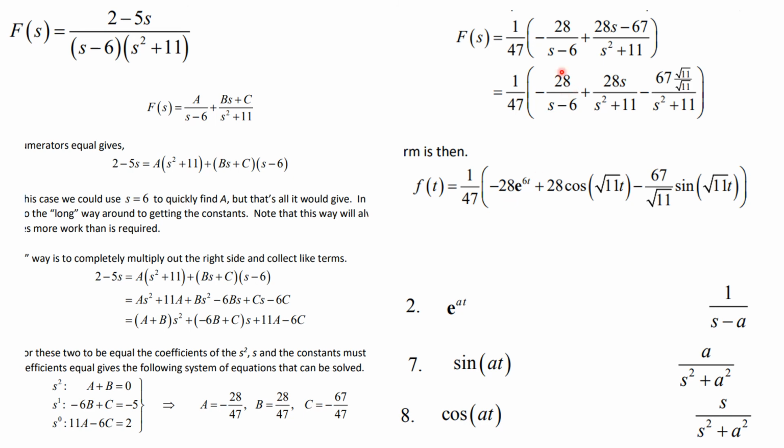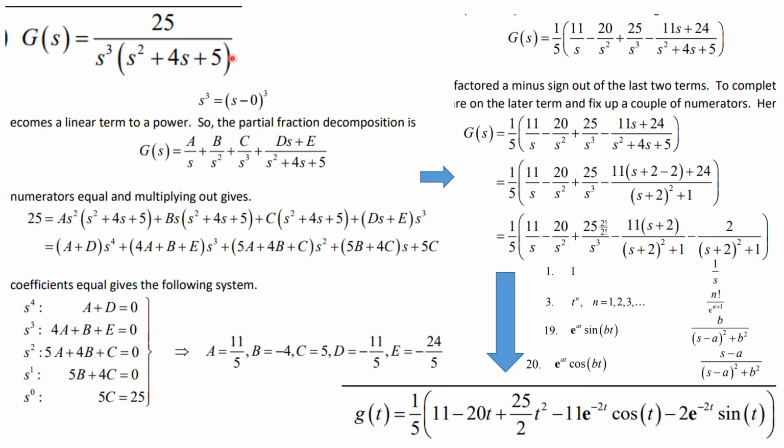I invert the 1 over s minus 6, the minus. I get this. I have 28, and that is going to be the cosine. Down here is that one. And this is going to be minus 67 over square root of 11 sine square root of 11 t. That's our final answer. Here's our last problem.